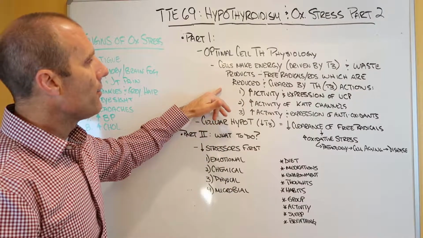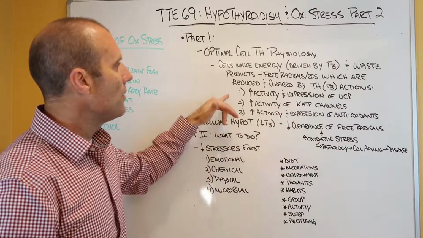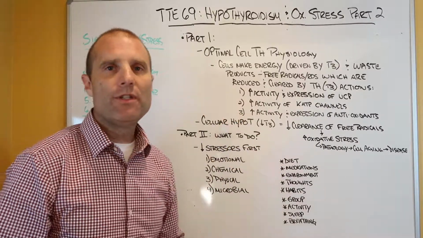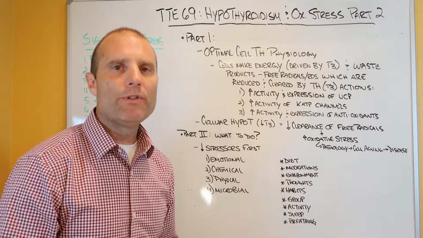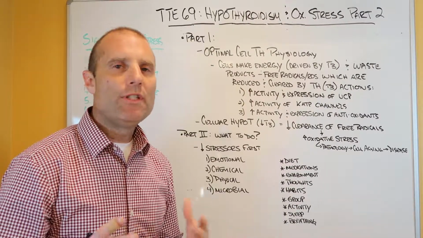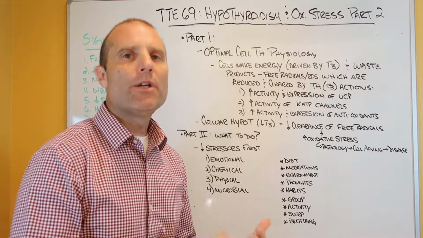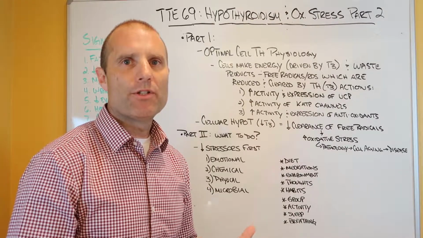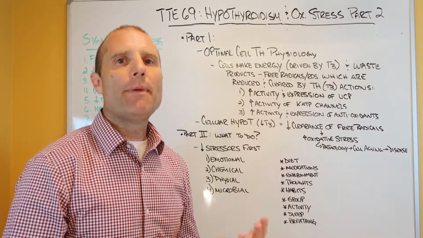So T3 helps you reduce free radicals and reactive oxygen species in three primary ways: by increasing the activity and expression of something called UCP. This is the uncoupling protein, and that actually helps you dissipate some of the energy and drive it down a heat production pathway versus energy production. We want to make sure that we only produce as much energy as we can manage.